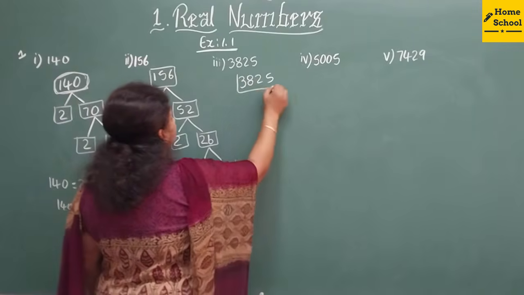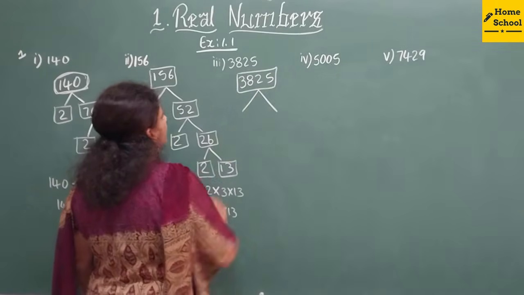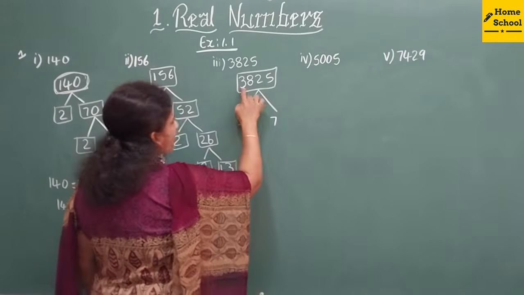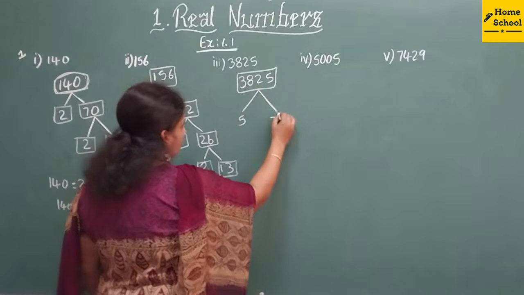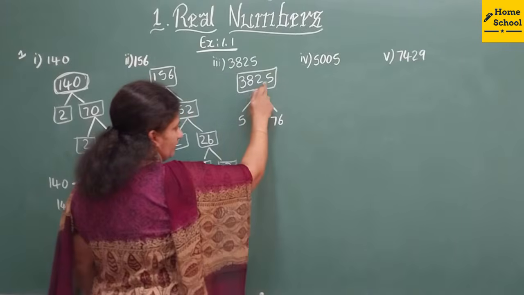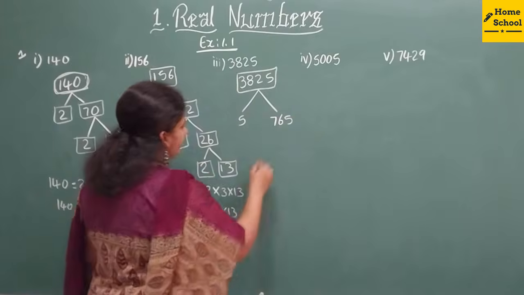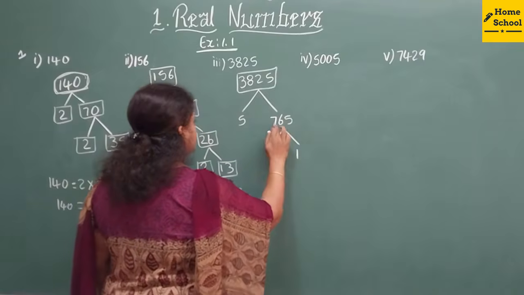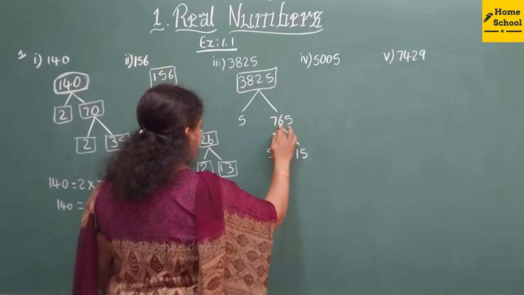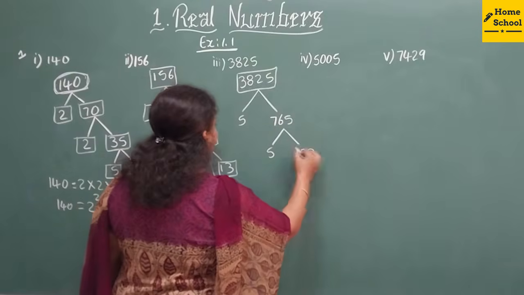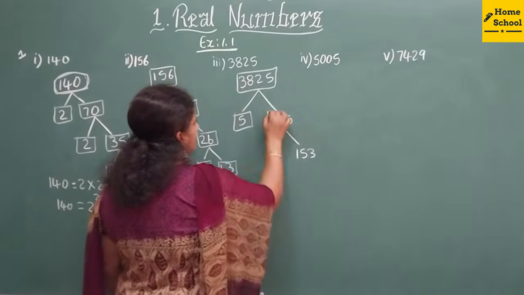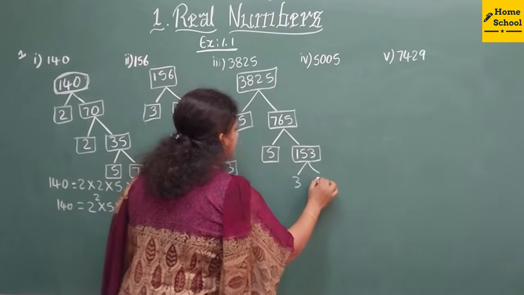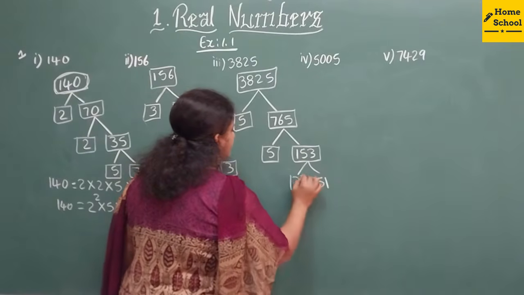3825. 2 table we can't, 3 we can't, so we can do with 5. So 5 sevens are 35, 3 left, that is 32. 5 sixes are 30, again 2 left, 25. 5 fives are 25. Then now again with the 5 table, 5 ones are 5, 2 left, 26. 5 fives are 25, 1 left, it becomes 15. 5 threes are 15. Then again, can you split 153? Yes.